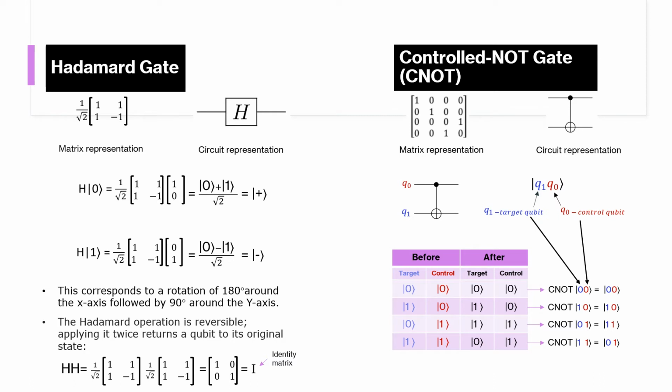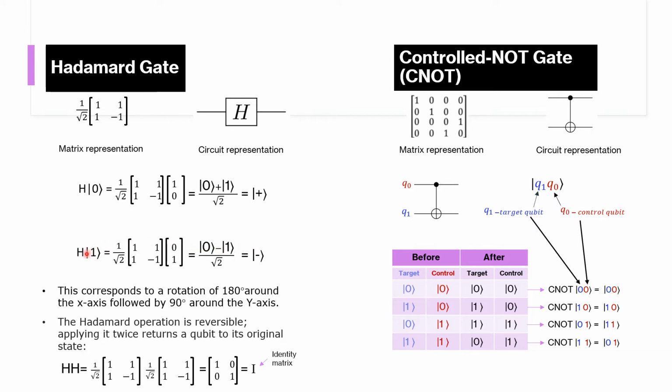This is one of the most important gates in quantum computing. It is called the Hadamard gate. It acts on a single qubit and creates superposition states. If the qubit is in 0 state, it will become the plus state. If the qubit is in 1 state, then it will become the minus state.